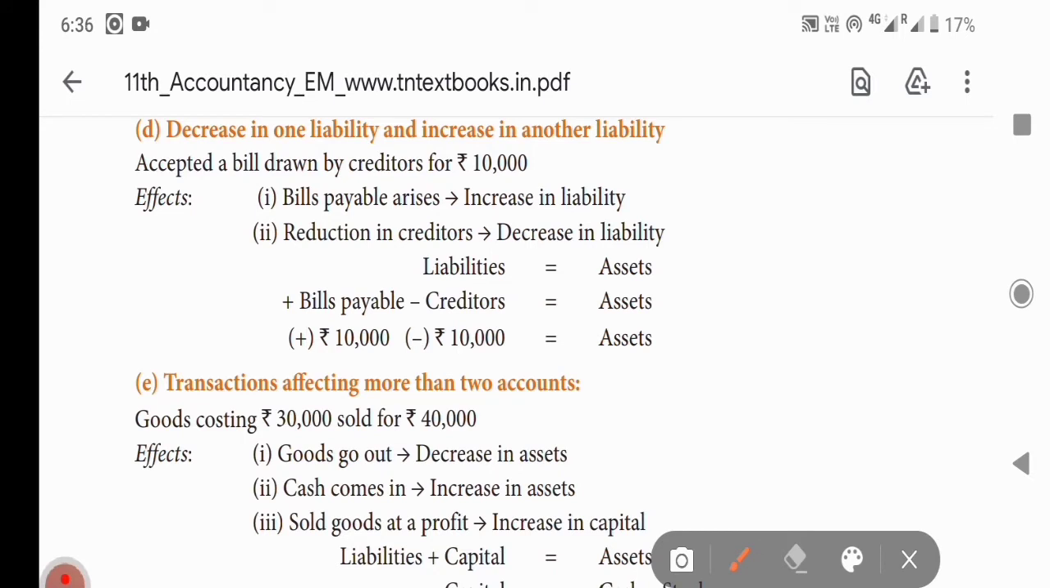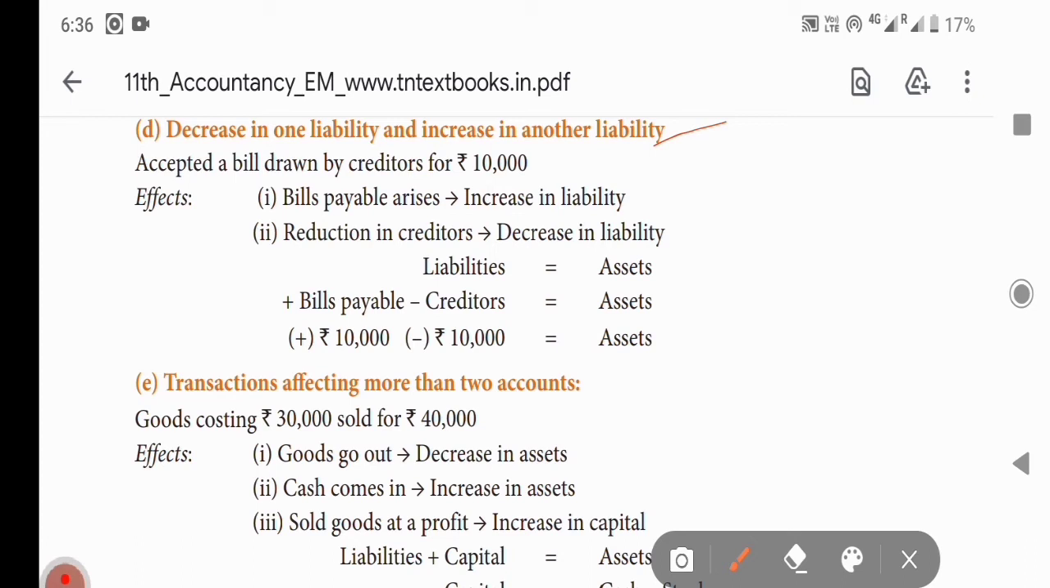Next one is decrease in one liability and increase in another liability. Just now we saw increase in asset and decrease in asset. Now we are going to see decrease in liability and increase in liability.